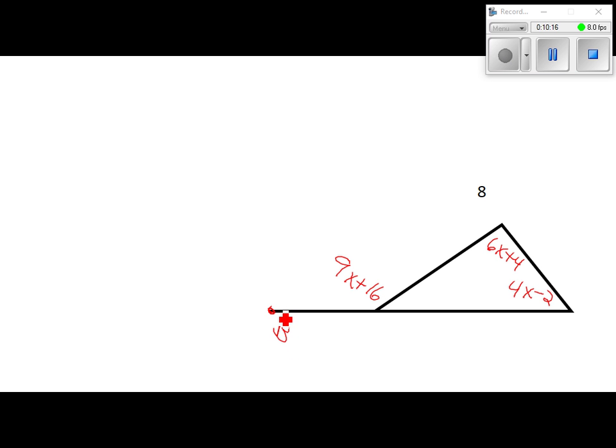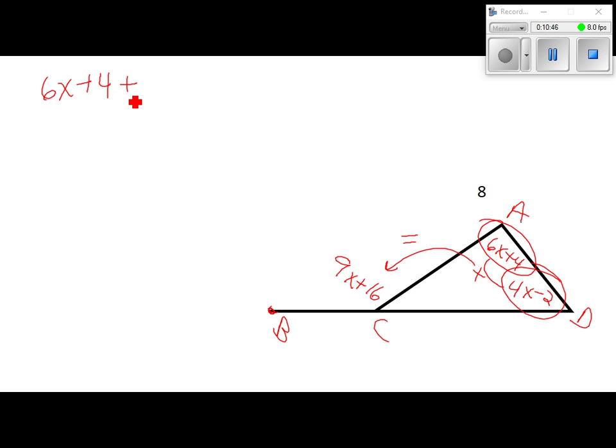list the angles in order from smallest to largest. Well, the first thing we've got to do is figure out what x is so that we can figure out all the angles. We had a theorem earlier this year that said these two non-adjacent interior angles must add up to equal that exterior angle. So that's the equation I'm going to set up: 6x plus 4 plus 4x minus 2, and those should equal 9x plus 16.